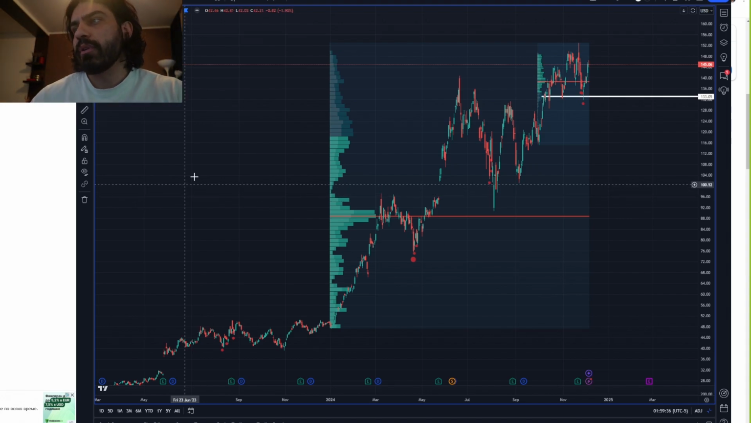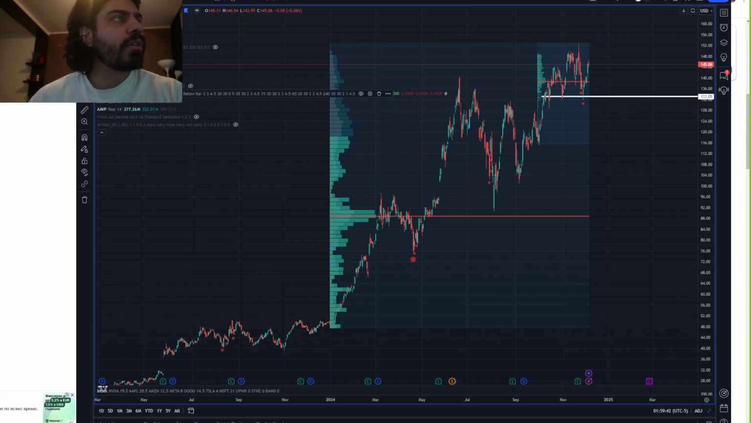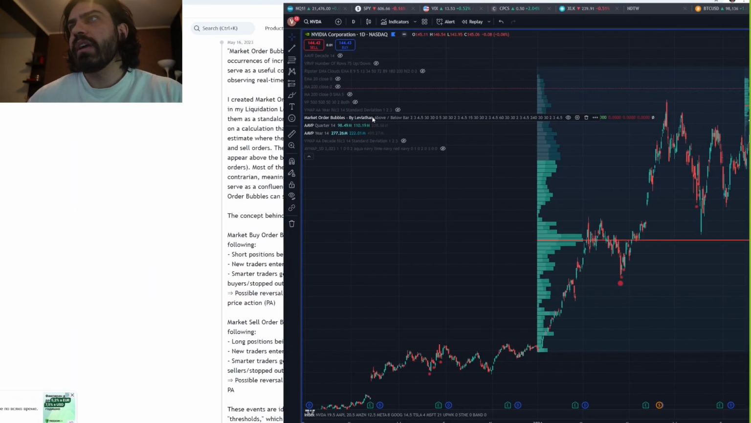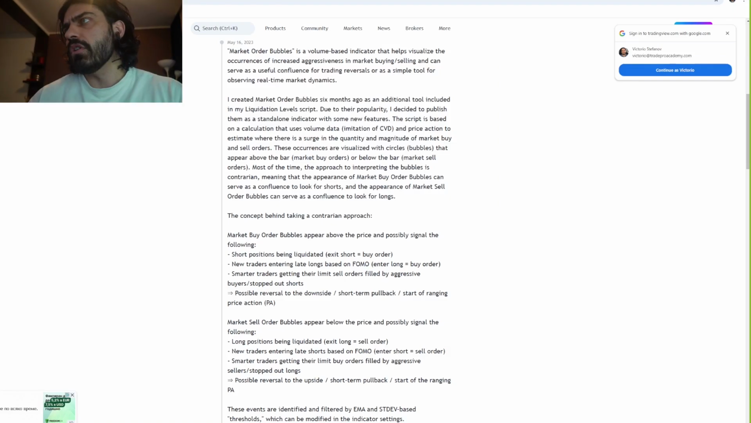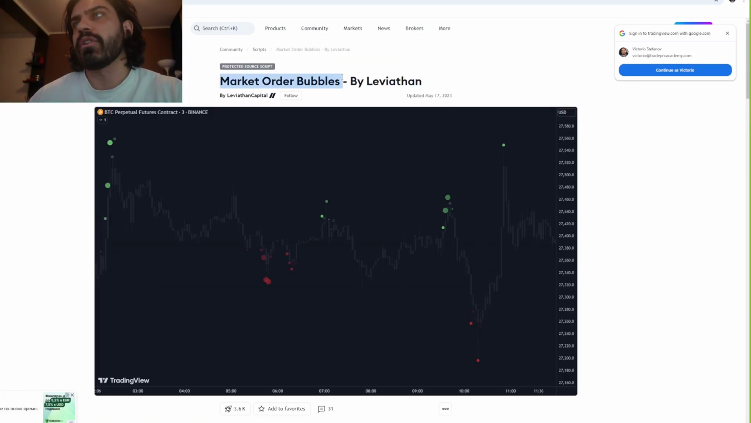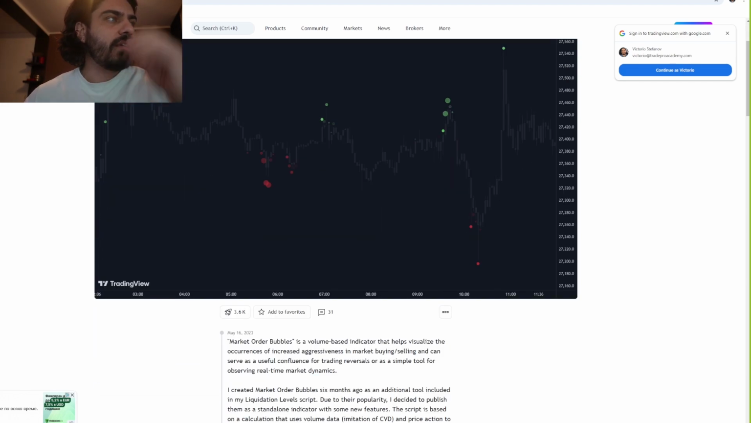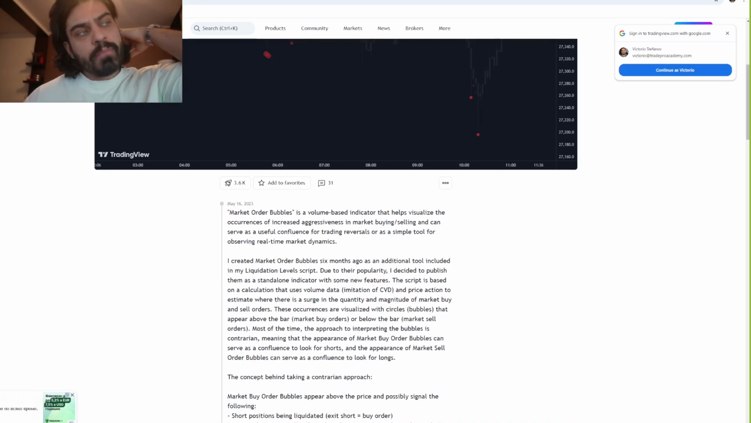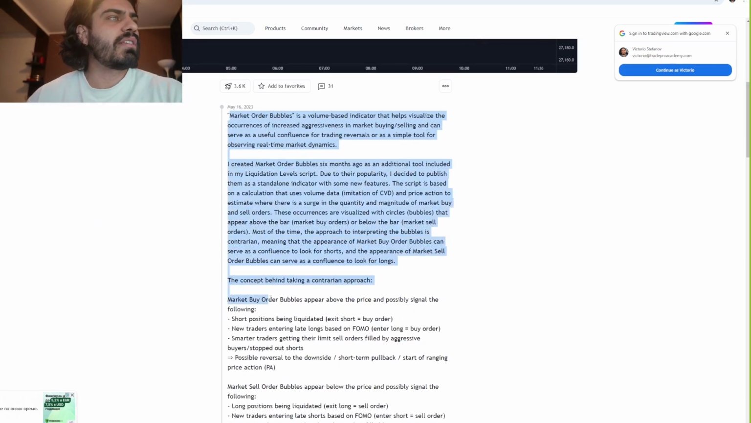So first and foremost, without babbling too much, the indicator is called Leviathan's Market Order Bubbles, Market Order Bubbles by Leviathan. You can see it right here. If I move this a little, you can see this is what it's called. And naturally, every description here on TradingView is easily found. And to get a better understanding of what Leviathan has done here, you can read this breakdown of what goes on.